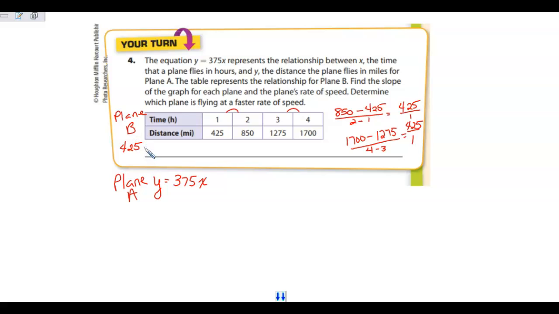So my unit rate for plane B is 425. Let's see, that's going miles per hour, mph. And this one is 375 miles per hour. So they want to know which one's flying faster. Is it plane A at 375 miles per hour or plane B at 425 miles per hour? And if you said plane B, you are correct. So plane B is faster.